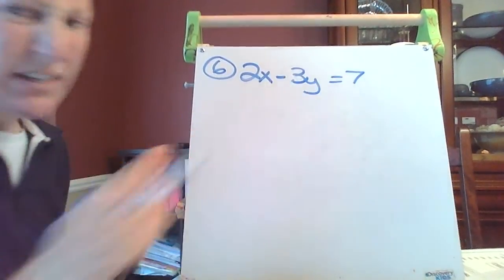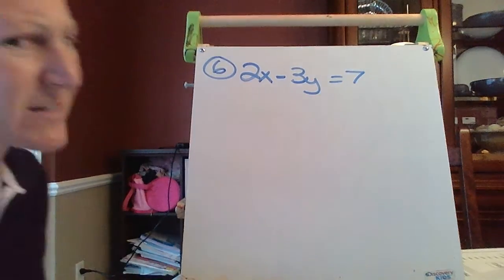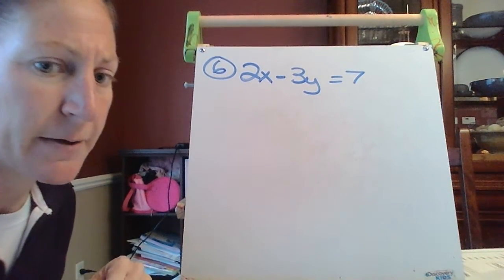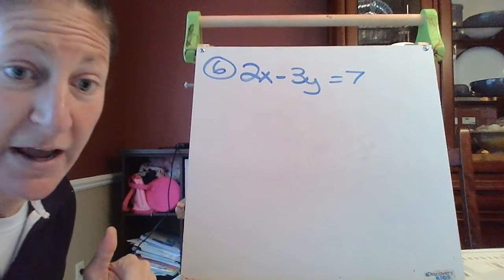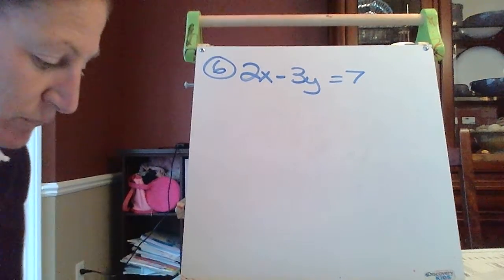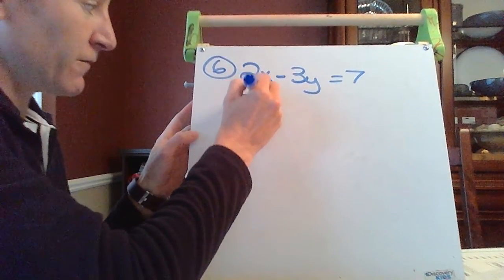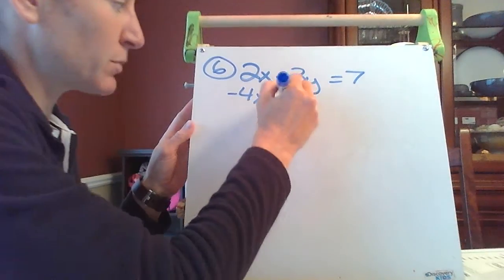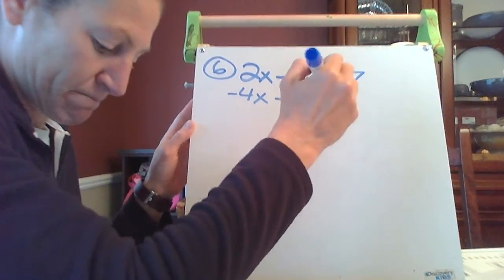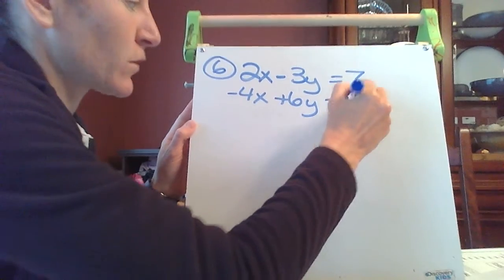Now, this one's slightly different. If you printed off the notes, I decided to go with a different one. So just scratch off the one I had for number 6 and copy this one down. Okay. And then negative 4x plus 6y equals 14.